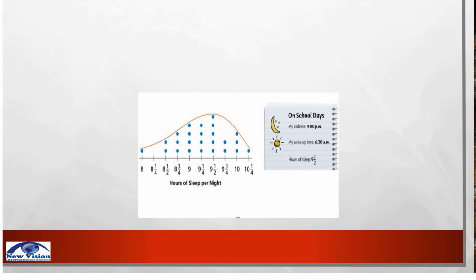Looking back at the dot plot that she collected in the data, the majority of the dots are in the center, with a short tail on either side. This means the majority of the data are centered around 9 and 9.5 hours. The spread ranges from 8 to 10.1 hours of sleep per night.